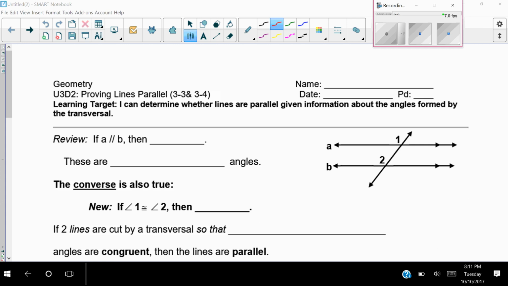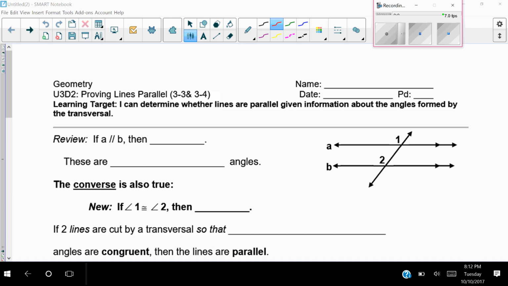Last class, we learned about the relationships formed by certain angles when we had parallel lines. Now we're gonna learn the opposite. If we have congruent alternating interior angles, we're gonna be able to prove that my lines are parallel. So we're gonna learn the opposite today. Let's review just a basic logic.